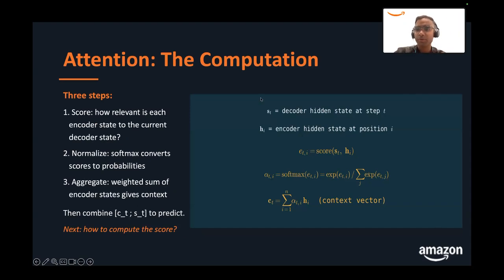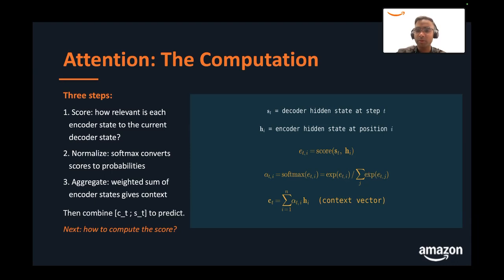How do we compute those scores? Those scores can be computed in multiple methods. The first intuitive method that can come to mind is: we have S of t as the decoder hidden state at step t. We have H of i as the encoder state at position i.